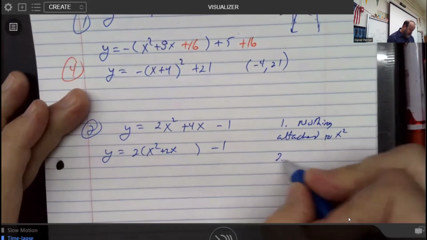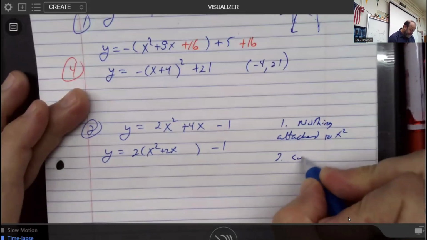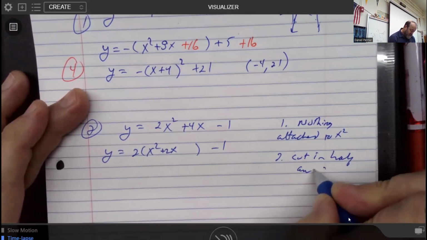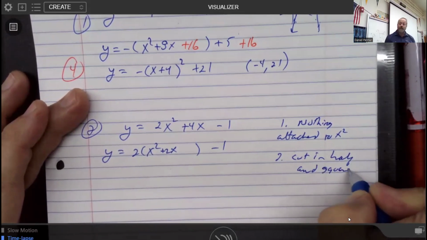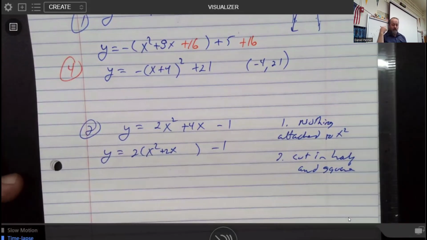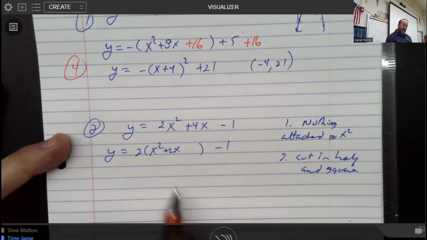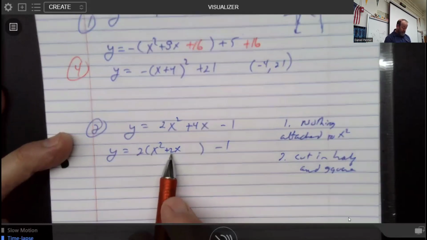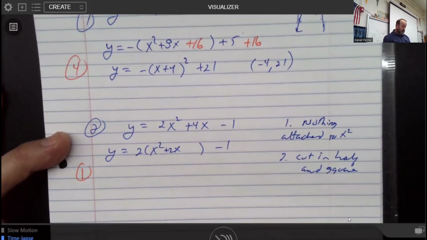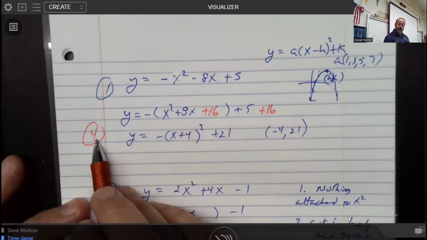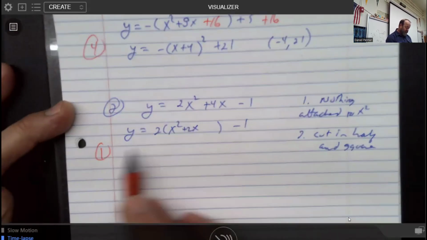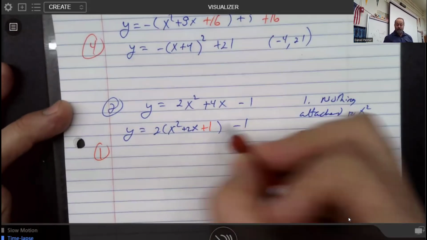My second step is cut in half and square. Now, that's actually the same thing that we've been doing over and over again. But I always do this with a different color just to make sure that I'm being careful. If I take this 2 and I cut it in half, I'm going to get the number 1, right? Now notice that I just wrote down what I got when I cut it in half. So if I cut this in half, I get 1, and if I square that, I also get 1.